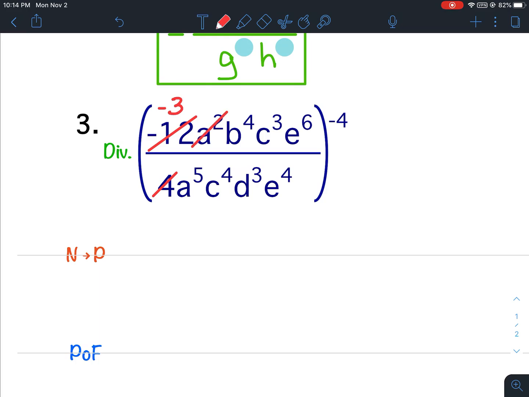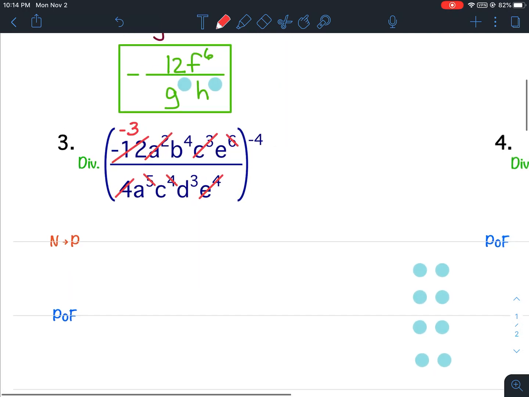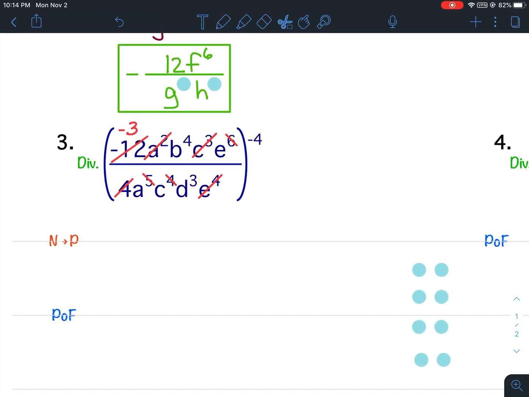A to the second has the smaller exponent. You're going to have to find the new exponent for the a on the bottom. C to the third has the smaller exponent. You're going to have to find the new exponent for the c in the denominator. E to the fourth has the smaller exponent. And you're going to have to find the new exponent for the e in the numerator.